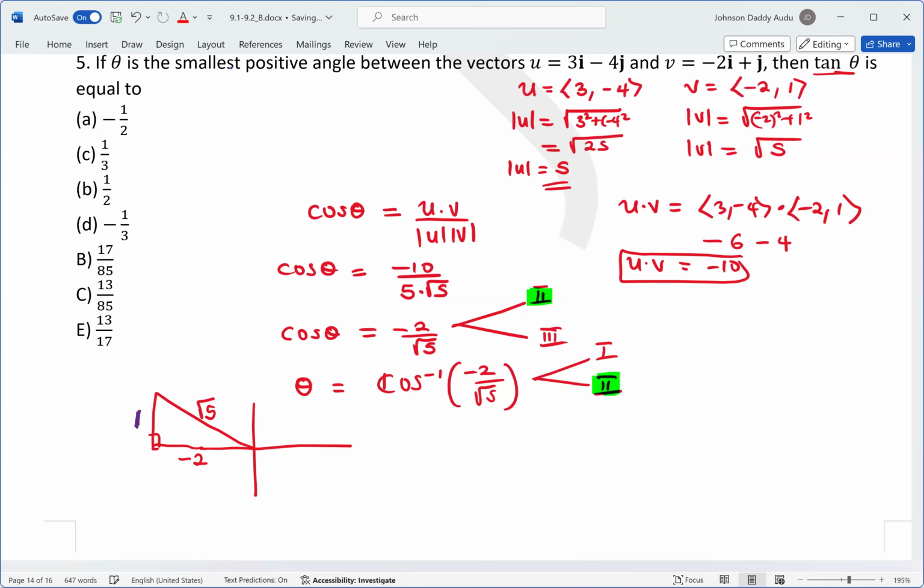Okay. Then we can find our theta now. So what will be tan theta? Tan theta is opposite over adjacent. So it's just going to be 1 over minus 2, which is just minus half. So the answer is A.